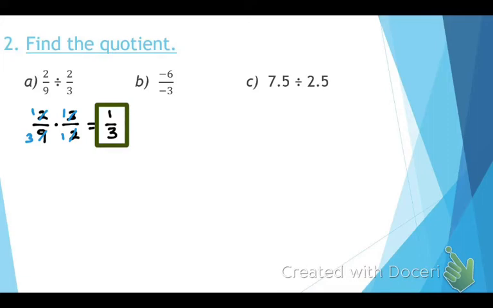Next one, Thomas. Negative 6 divided by negative 3. Should my answer be positive or negative? Positive. It should be positive, so what's the final answer? Positive 2. Positive 2 is correct.